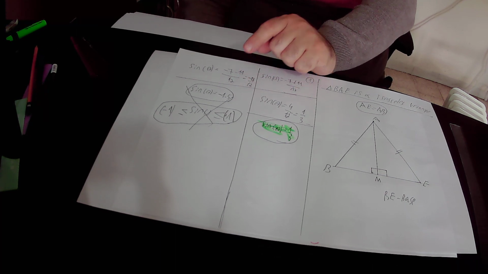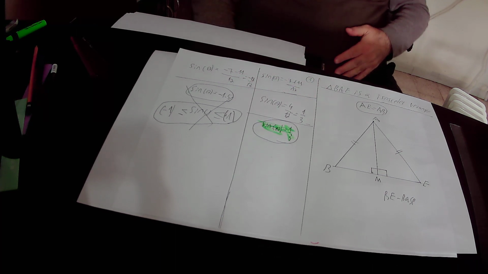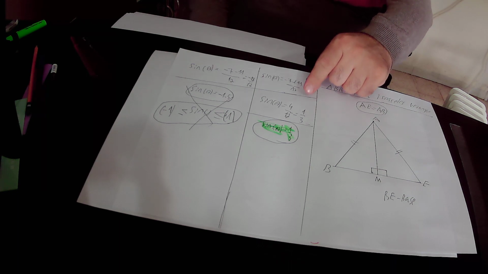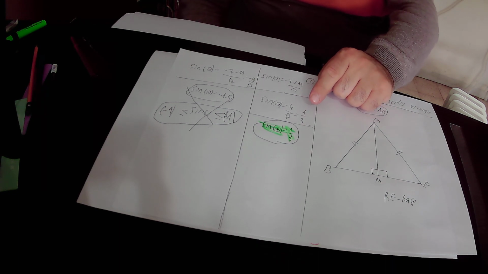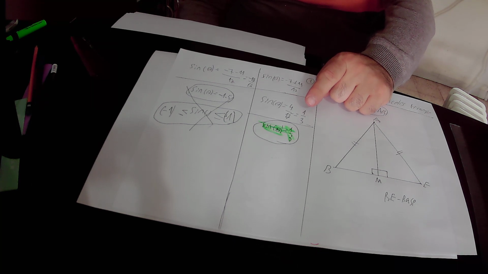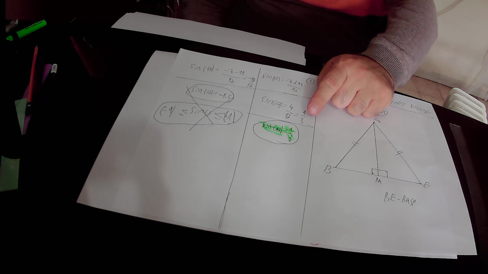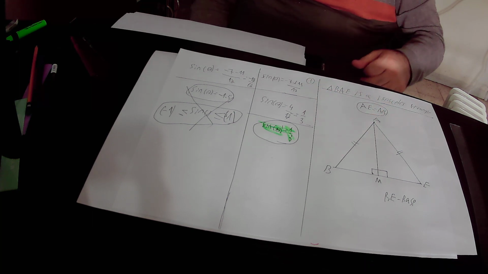We cancel this solution and we are left only with the solution that sine theta equals minus 7 plus 11 over 12. Minus 7 plus 11 is 4, so sine theta equals 4 over 12. We divided both the numerator and the denominator by 4. 4 over 4 is 1 and 12 over 4 is 3. So in conclusion, sine theta equals 1 over 3.